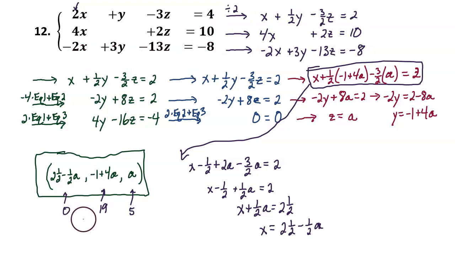And that's just one ordered triple, 0, 19, 5. That's just one answer out of an infinite number of answers. If we chose a different number for a, like 4, then that would give us a different value of y and a different value of x. And that triple of numbers would be a solution to this system.